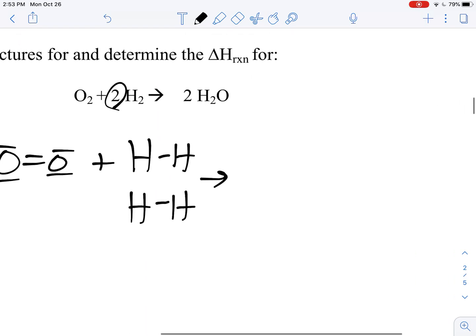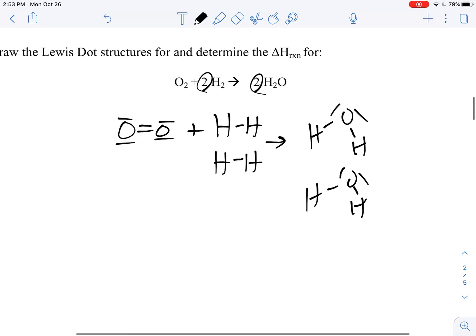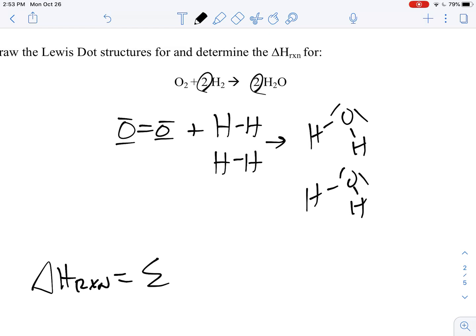And now we're going to go over here and we're going to make water, which again we know is HOH, except remember that there are 2 of them, so it's HOH twice. And so now if we want to figure out what the delta H of our reaction is, it's going to be the sum of the bonds of the reactants minus the sum of the bonds of the products, or add them all up and make sure that the products are negative. It amounts to the same thing.